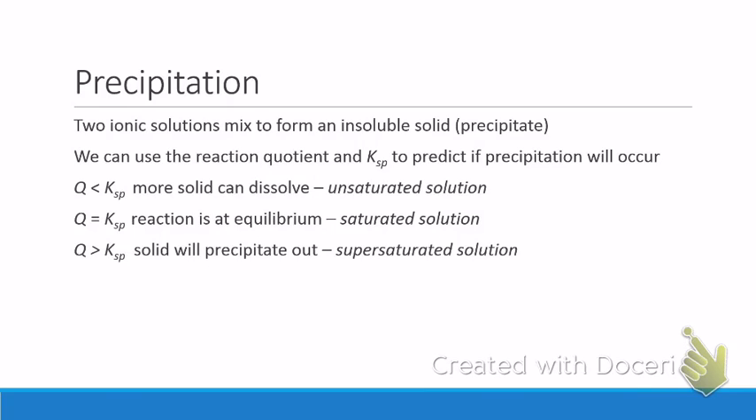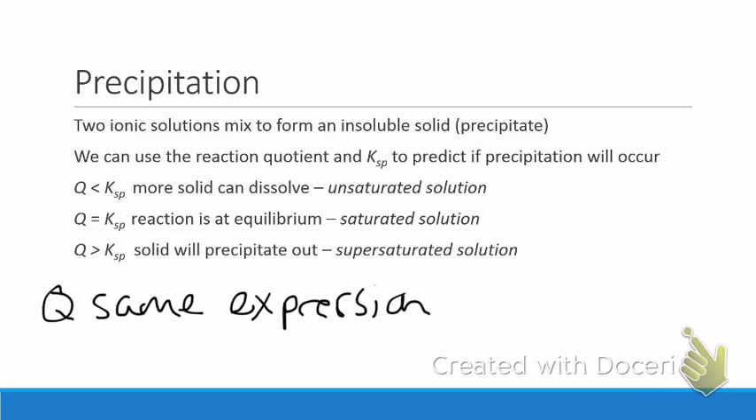However, when you do see precipitation is when the reaction quotient is greater than the solubility constant. So when Q is greater than KSP, that means that there's too much ion present and the reaction will shift back towards the left, therefore towards the solid, so you will have solid precipitating out. And just a reminder, Q is the same expression as KSP, just not at equilibrium.